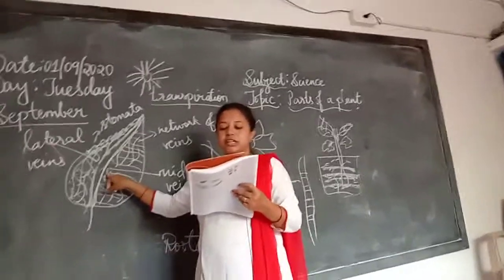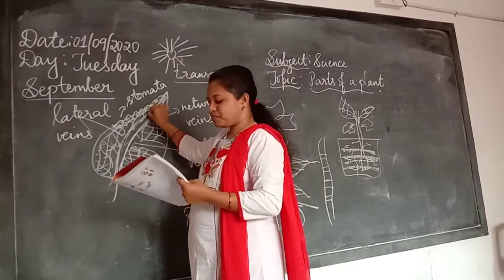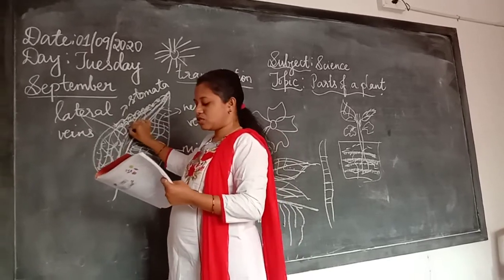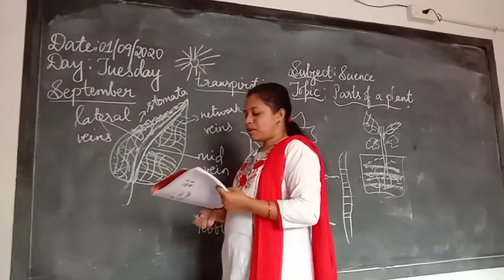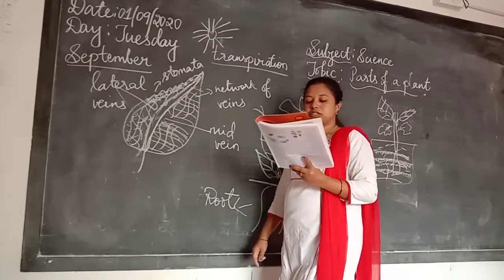Water and minerals enter the leaf through the midvein. So in the midvein, water and minerals enter the leaf. In the presence of sunlight and chlorophyll, the leaf uses carbon dioxide, water and minerals to prepare food.